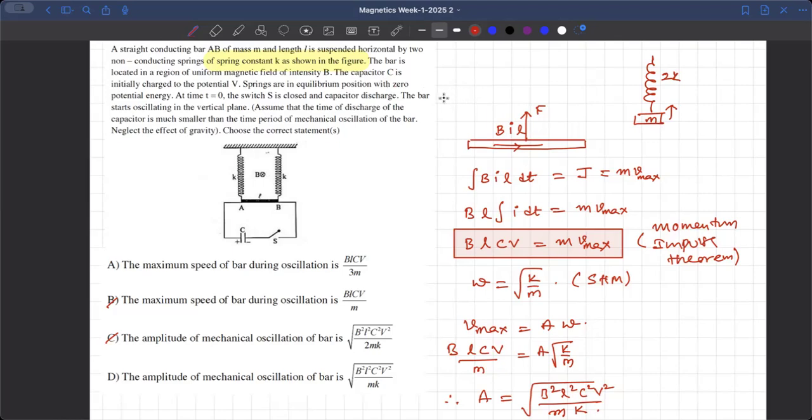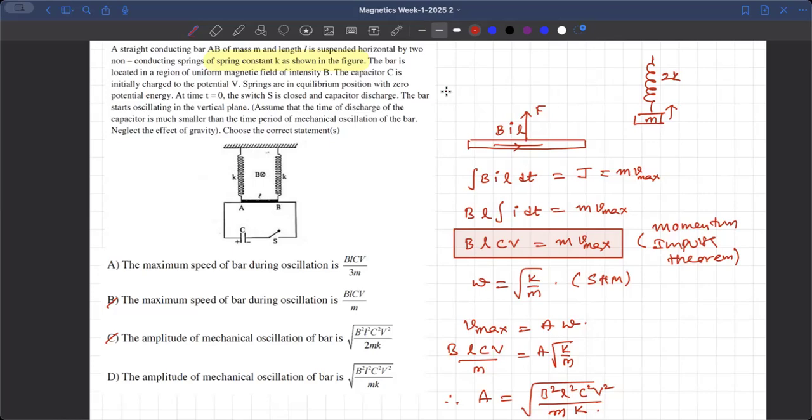Springs are in equilibrium position with zero potential energy. Zero means not stretched at all. At time t equal to 0, the switch S is closed. Maybe a light rod AB, but a straight conducting bar AB of mass M and length L is what is mentioned. Assume the time of discharge of the capacitor is much smaller than the period of oscillation. No issues.